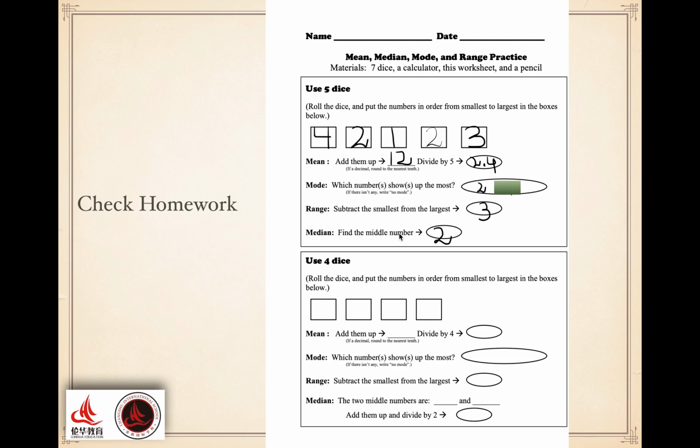Find the middle number. So I had to arrange these from smallest to biggest. So there was 1, 2, 2, 3, 4. And the middle number was 2. Now I didn't do all of these, so the next one is just 4 numbers. So you can make up numbers yourself.